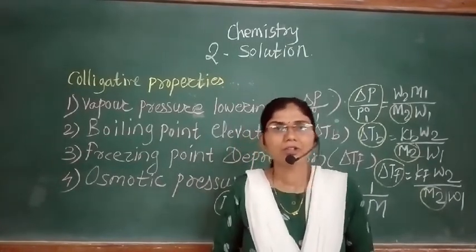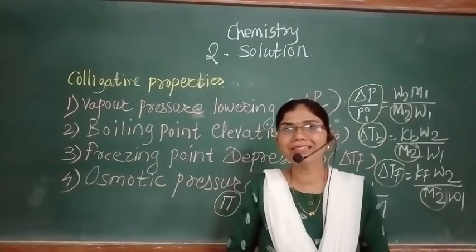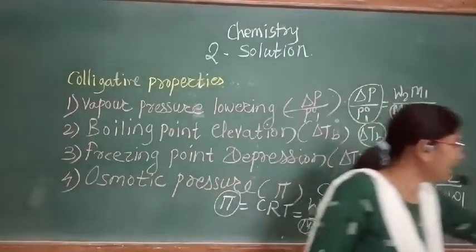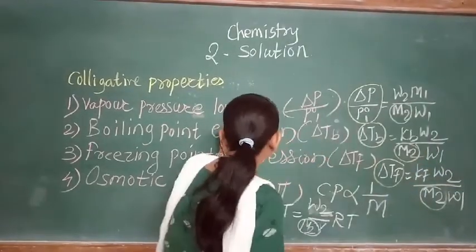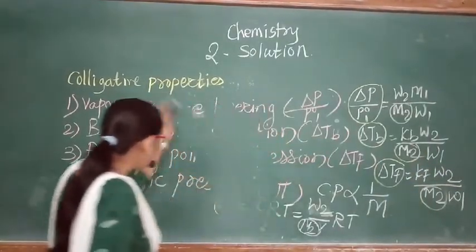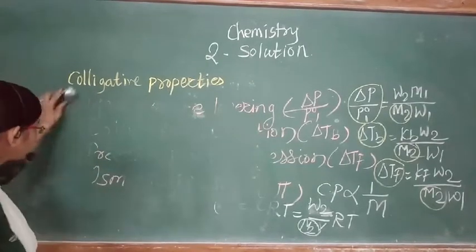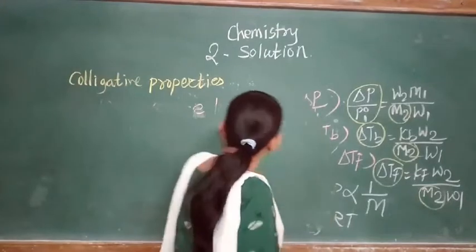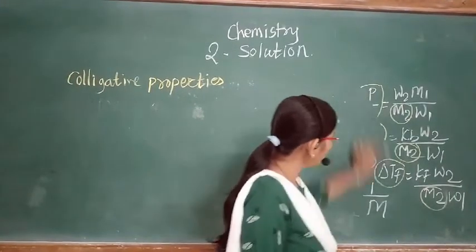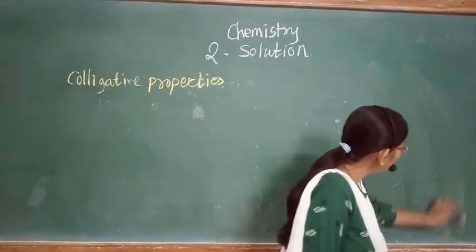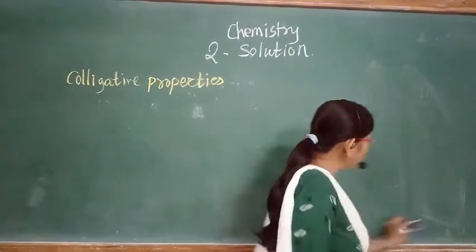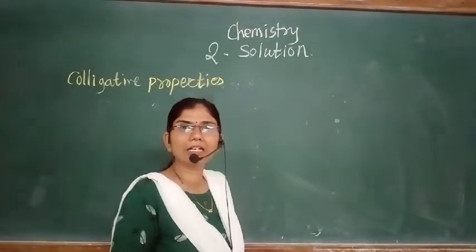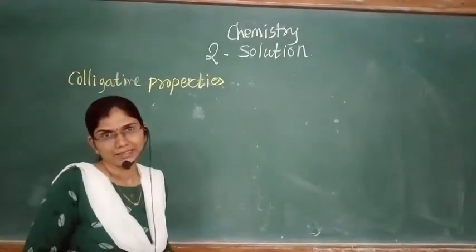The relation between the colligative properties for the electrolyte and the colligative properties for the non-electrolyte is given by one factor, and that factor is called the van't Hoff factor.